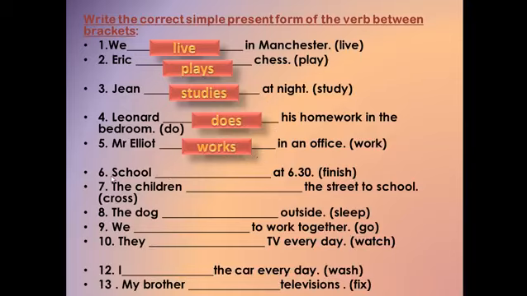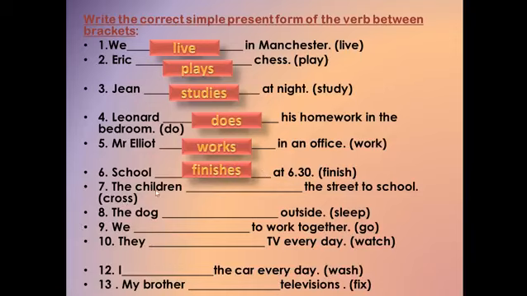Now, number 6. School at 6:30 and I have finish. So school finishes at 6:30. School here is an it. So why finishes? Because here, like I said, school is an it, and my verb ends in an SH, so I add ES in the present simple. So school finishes at 6:30. This is a schedule, so I use the present simple.